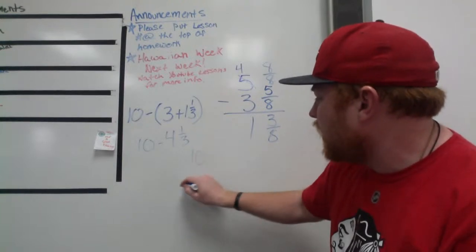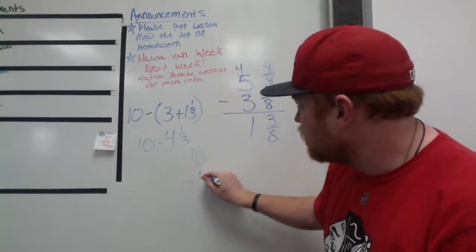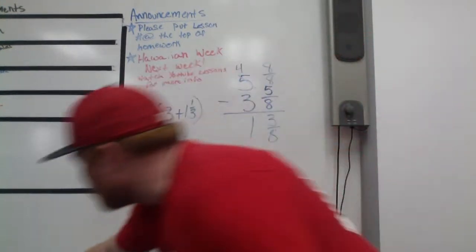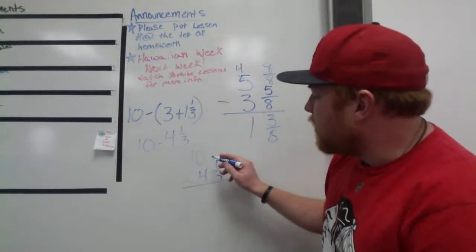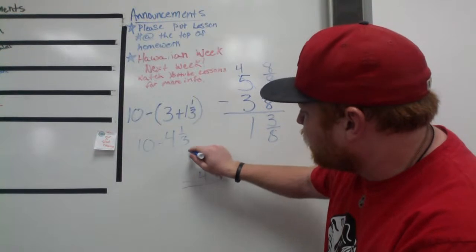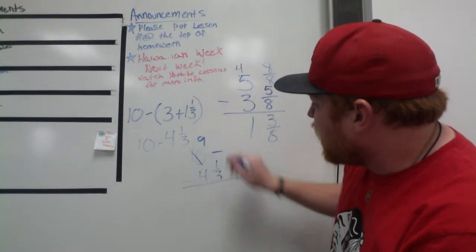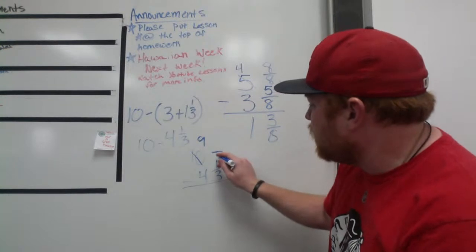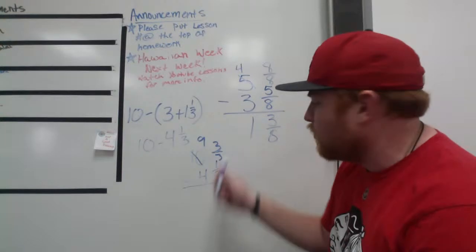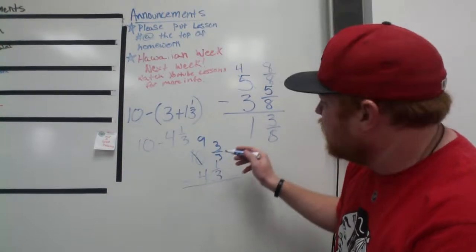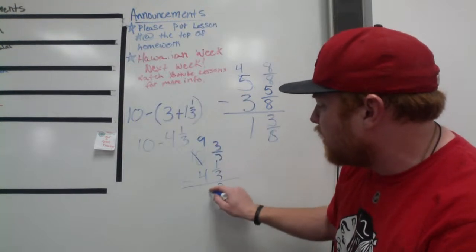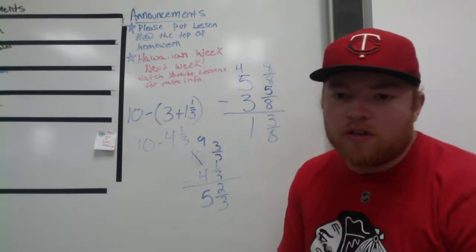So let's put it vertically. Okay, again, let me get a different marker. You can't subtract the whole numbers first, so you have to borrow. So the 10 turns into a 9. That whole number turns into a fraction. Denominators stay the same, and to get a whole number fraction, it'd be 3/3. Now you can subtract. 3 minus 1 is 2/3, and then 9 minus 4 is 5. So it'd be 5 2/3. Okay?